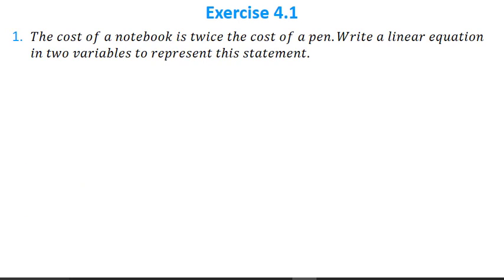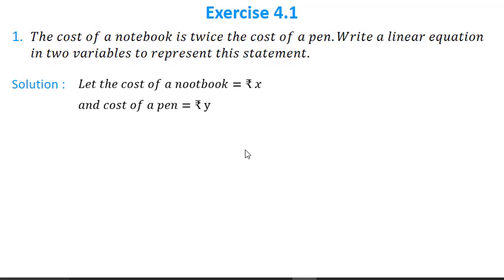The first problem of exercise 4.1 is: the cost of a notebook is twice the cost of a pen. Write a linear equation in two variables to represent this statement. Now what is given? The cost of a notebook is twice the cost of a pen. So first we will assume the costs. Let us consider the cost of a notebook is rupees x and the cost of a pen is rupees y.